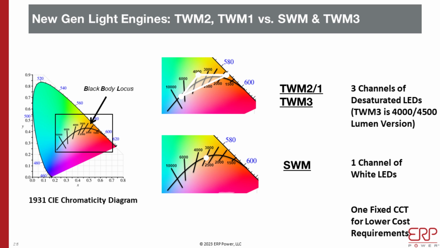Now, on the other hand, SWM, think of it as a single point. Instead of having 3 channels, it is a single channel, meaning that it's going to have a single CCT. The whole idea behind it is that not everybody needs the 3-channel and all the features that we talked about. So for lower cost applications, let's say somebody wants to do downlights only at 3,000 or 2,700, this SWM will be the most cost-sensitive, the lowest cost solution out of all the modules that we have.